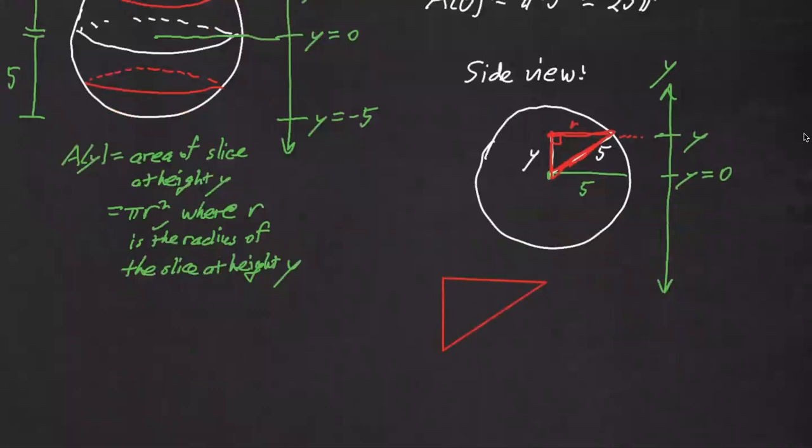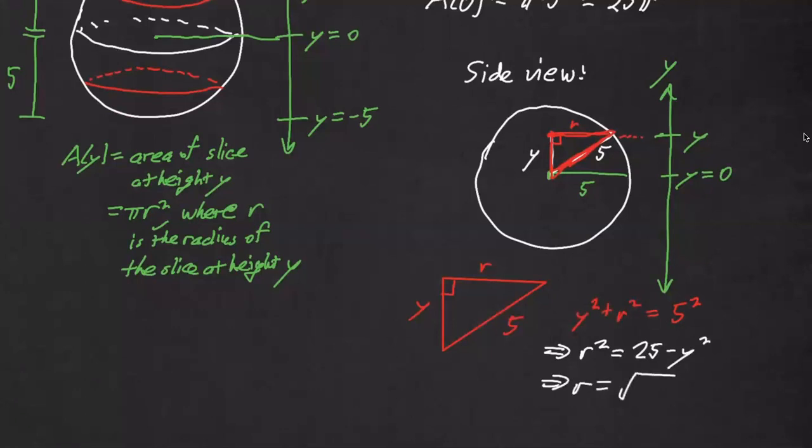It's supposed to be a right triangle. That side's r, that side's y, that side's 5. And our favorite theorem, the Pythagorean theorem, says that y squared plus r squared equals 5 squared, right? And in fact, we want r as a function of y. So if we solve for r, we get r squared is 25 minus y squared. And then r is the square root of 25 minus y squared.